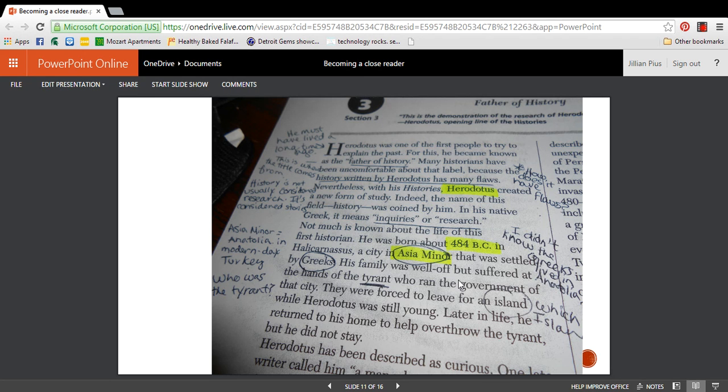What we're looking at here is an example of how I annotated the Herodotus article. So what I'm going to do, I'm going to read the paragraph aloud to you and think through what I wrote in the margins.